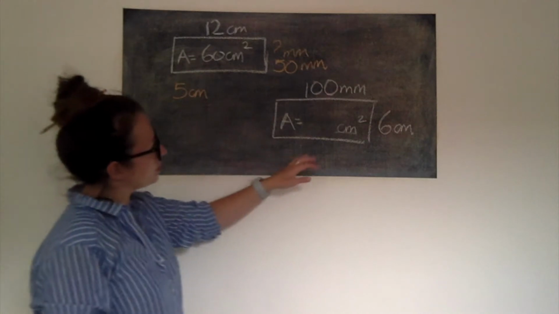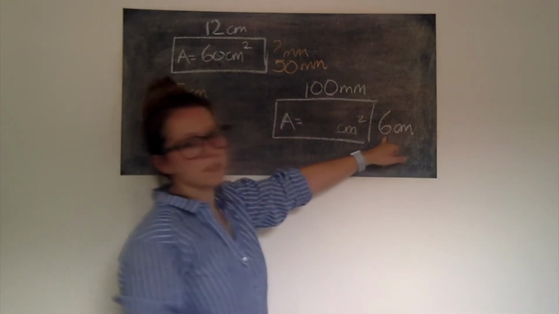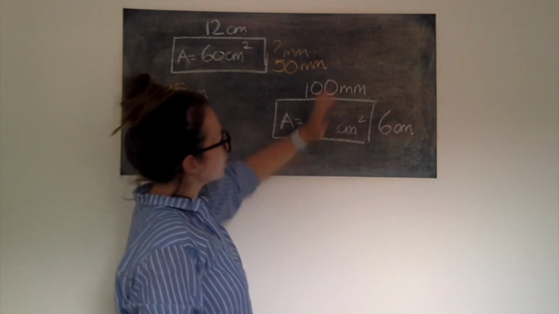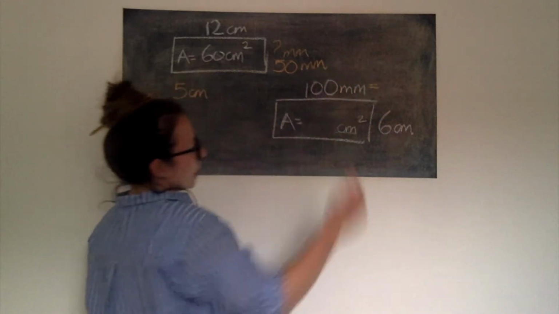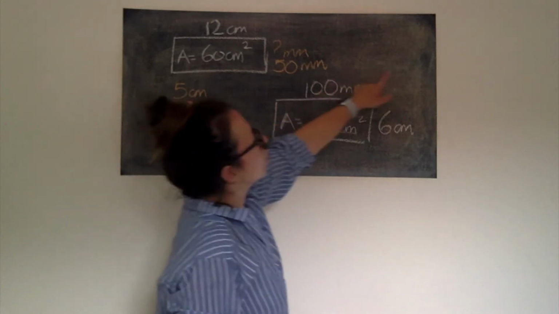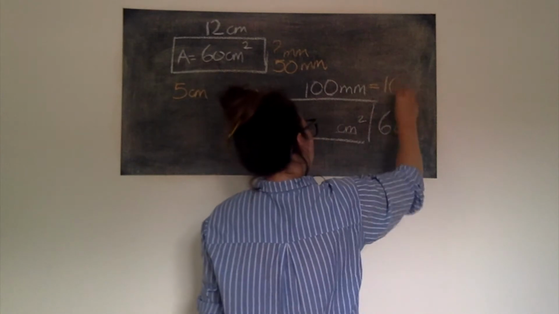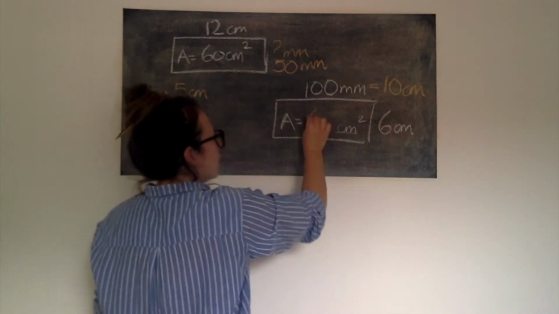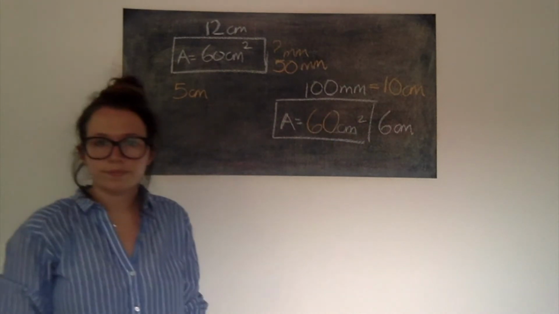Now this one was slightly different. We had one side which was 100 millimetres and one side that was 6 centimetres, and we needed to find the area in centimetres. So to start off with, we need to turn this into centimetres. As we've just said, it's 10 millimetres in a centimetre. So for this one, to go millimetres to centimetres, we divide by 10. So that gives us 10 centimetres. 10 times by 6, the area of this rectangle is 60 centimetres squared.